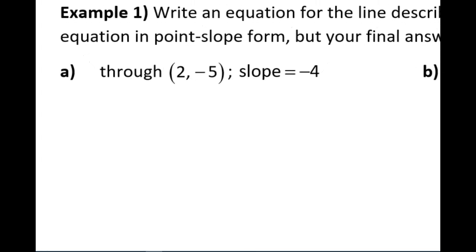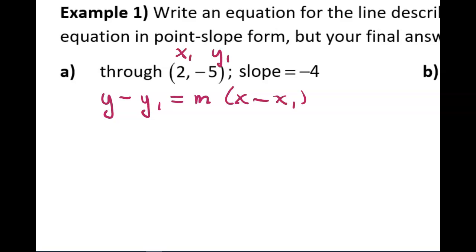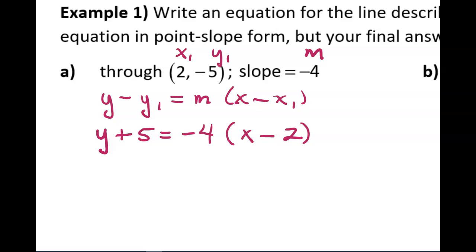We're going to write the equation described in point slope form. Now let's remember what point slope form is. y minus y1 equals m times x minus x1. x1 comma y1 is the point, so x1 is 2, y1 is negative 5, and m is our slope, negative 4. So we're going to replace y1 with negative 5. So y minus negative 5 is the same as y plus 5 equals the slope, negative 4, times x minus the x1 value, which is 2.